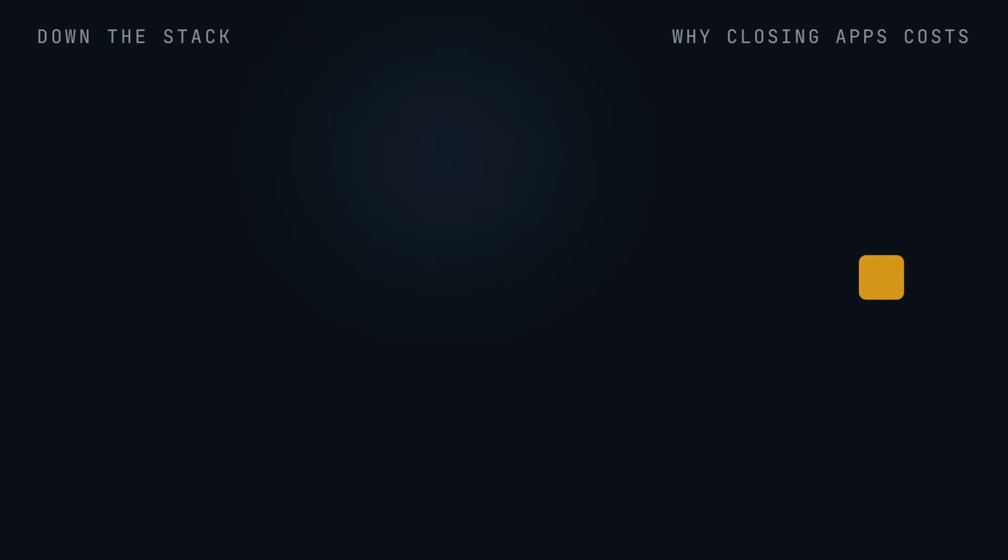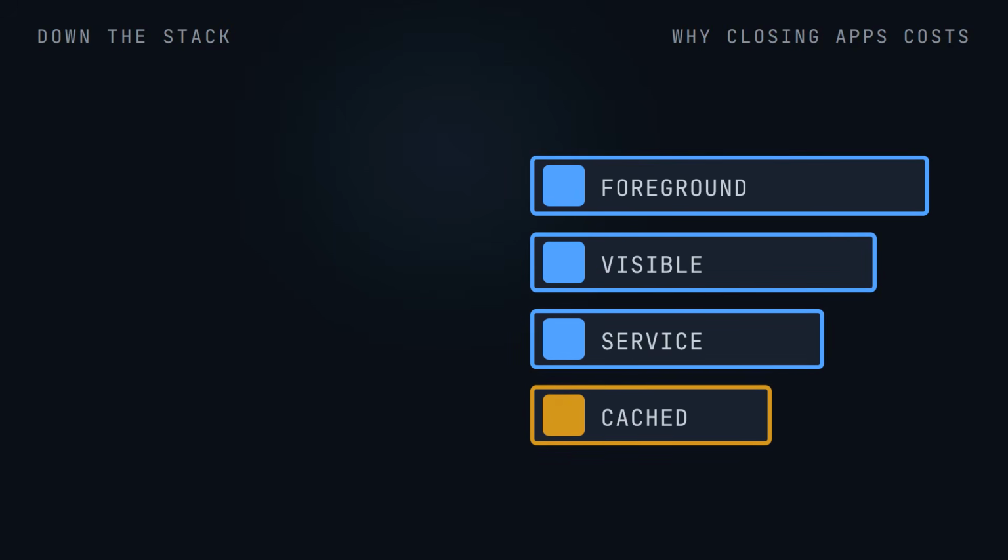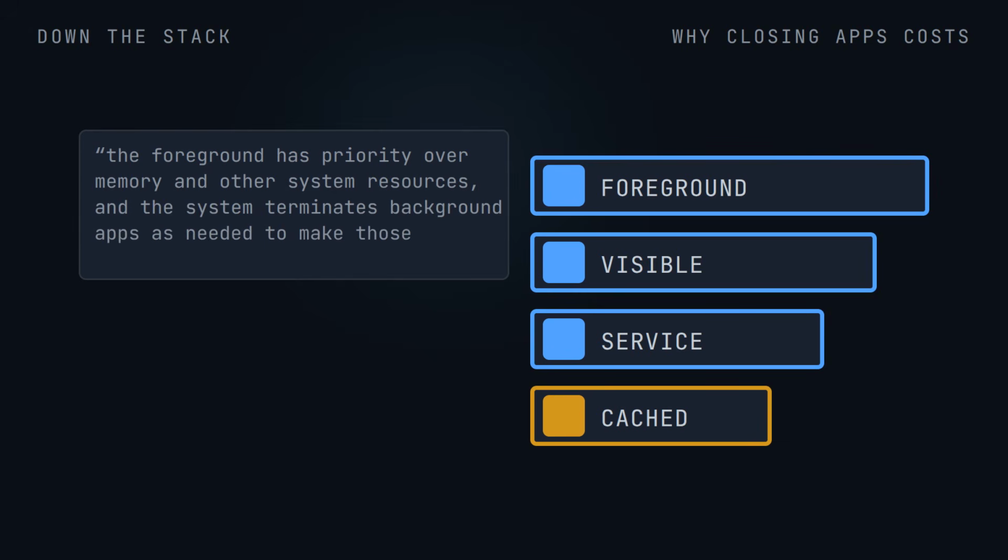When something else does need the room, the system takes it and it does not ask. Apple states the priority flatly. The foreground has priority over memory and other system resources, and the system terminates background apps as needed to make those resources available. Android publishes the order it works through.